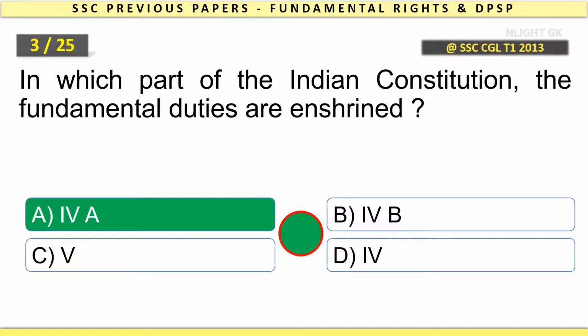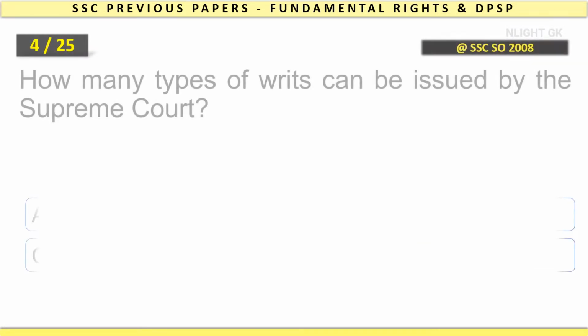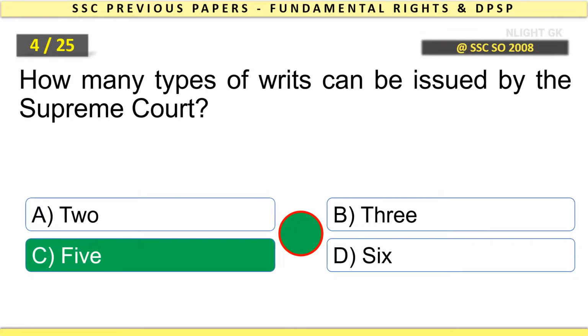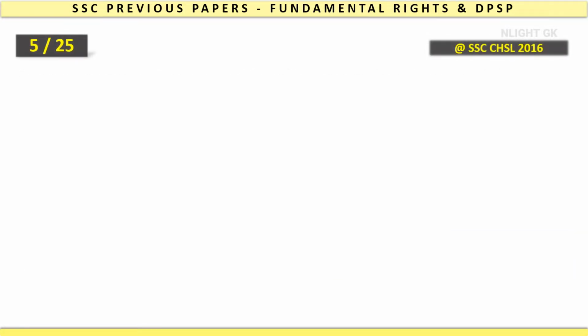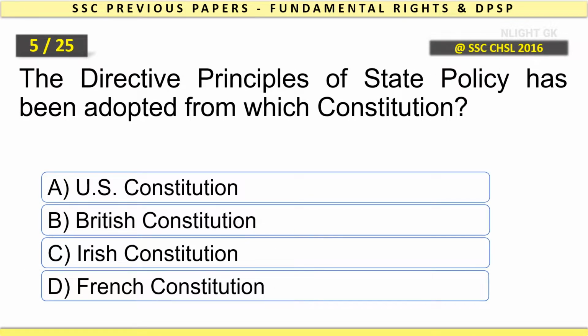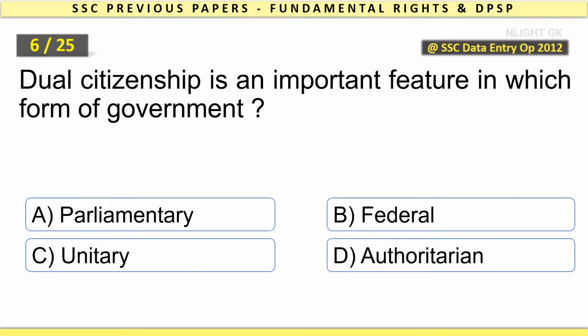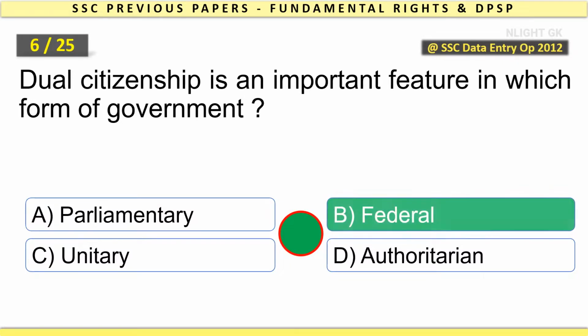Part 4A. How many types of writs can be issued by the Supreme Court? 5. The Directive Principles of State Policy have been adopted from which constitution? Irish Constitution. Dual citizenship is an important feature in which form of government? Federal.